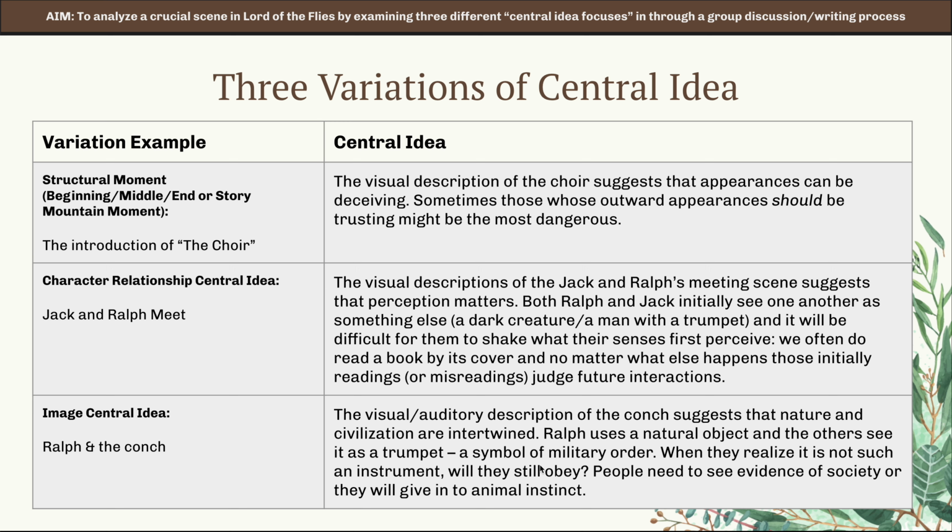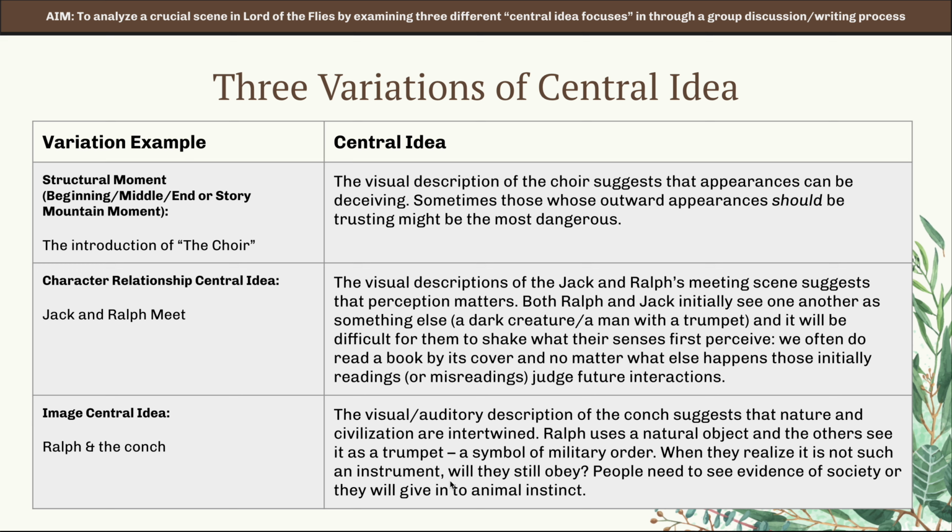And it almost seems like Jack is our test case there, because he immediately sees Ralph and is like, oh, well, you don't have a trumpet. If he was older and had a trumpet, then he'd be a leader. But it's just a shell. So people need to see evidence of society, or they'll do what Jack will do, which is give in to animal instinct. There won't be order, there will be chaos. So that conch now connects to that central idea of the duality of nature and civilization.